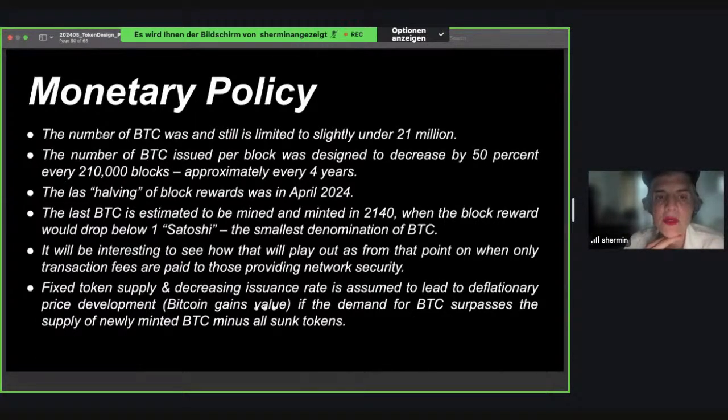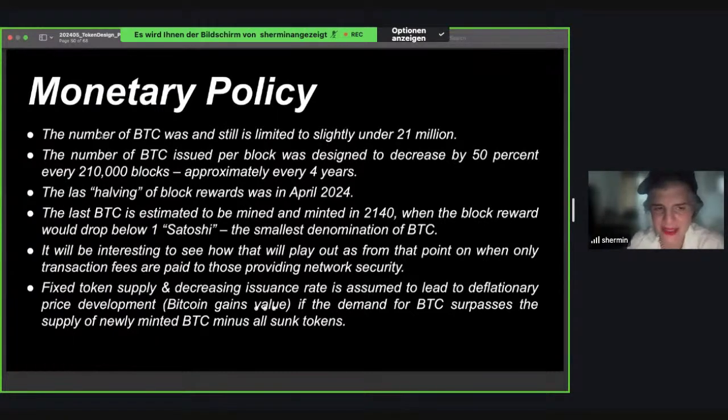The number of Bitcoins issued per block was designed to decrease by 50% every 210,000 blocks, approximately every four years. And the last halving of block rewards happened a month ago. And the last Bitcoin is estimated to be minted in 2140, when the block reward drops below 1 Satoshi. And it is unclear what will happen beyond that point.